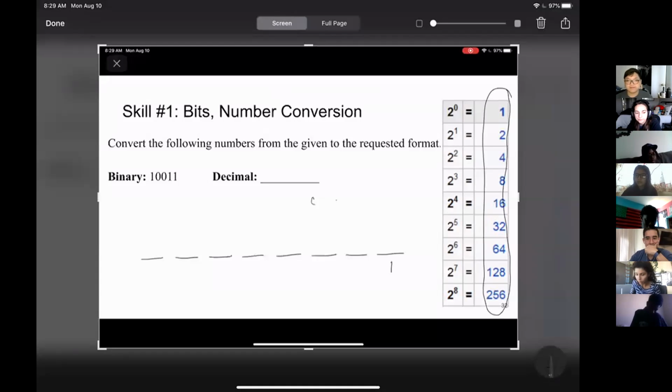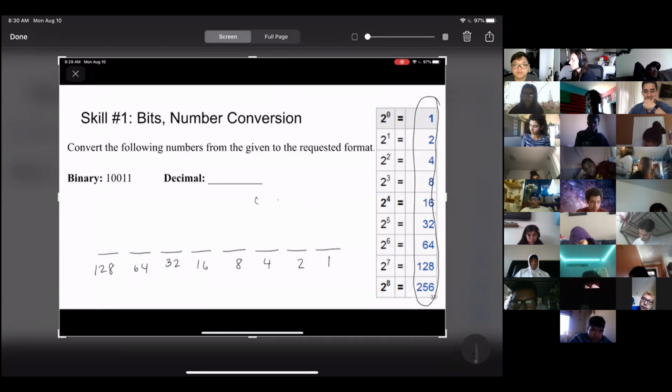So we're going to put the 1's place, do it with me, the 2's, the 4's, the 8's, 16, 32, 64, and 128. In fact, I'm going to give you 30 seconds right now to memorize this pattern of numbers. 1, 2, 4, 8, 16, 32, 64, 128.